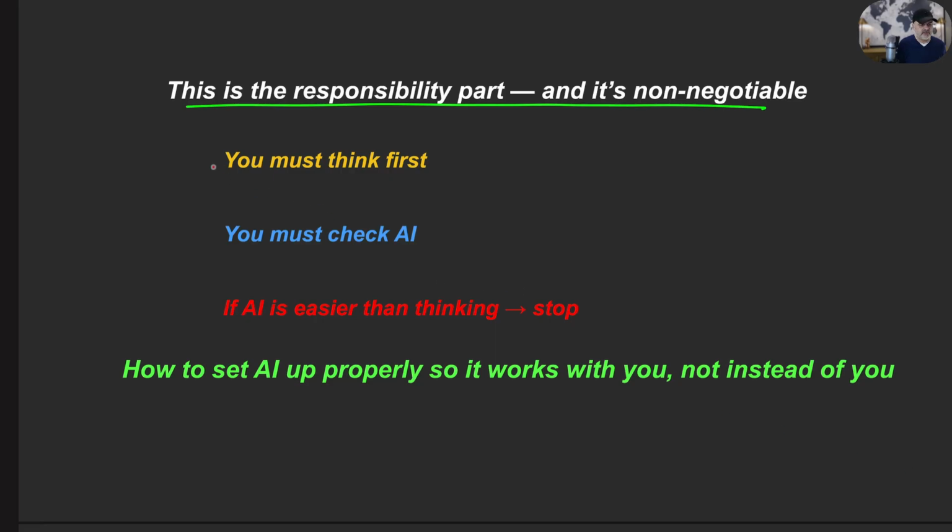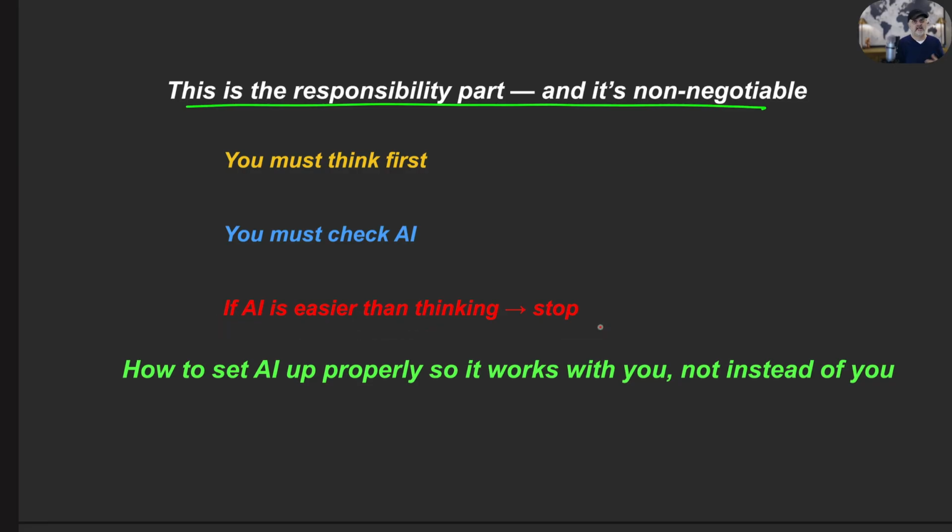And then the first habit that you have to embrace is that you must think all the time. I know this is not very exciting, but that's the way it is. We as humans have to be able to think all the time. So once you do it, you know that you must check AI. You'll be able to verify and you will accept it as a normal thing because you know that you must think first. If AI is easier than thinking, then you must stop the process.